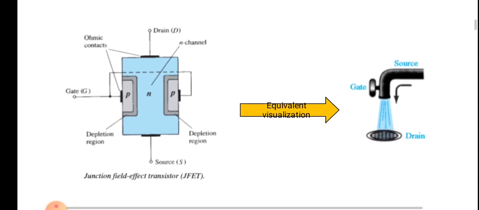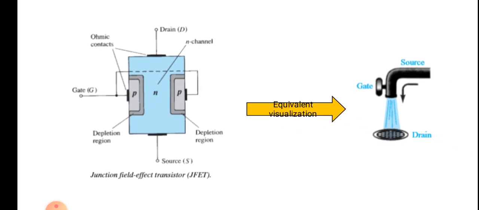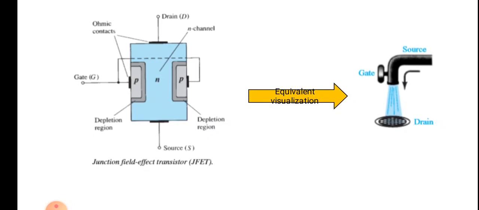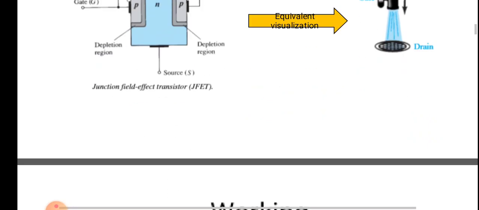Now the entire JFET can be visualized with the help of an open tap. You can see that there is a tap whose flow of water is controlled with the help of the gate. So if you control the gate, then you can control the flow of water, and the falling water is finally accumulated in the drain. The same is the role of drain, source and gate in case of JFET.